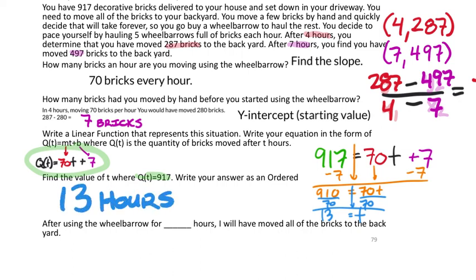Now, in case you weren't sure that it was hours, remember all of our times were given in hours, 4 hours, 7 hours, okay? Next up, it says, after using the wheelbarrow for some number of hours, I will have moved all of the bricks in the back. Well, there were 917 bricks in the back. We just figured that out. It took 13 hours to move all the bricks in the backyard.